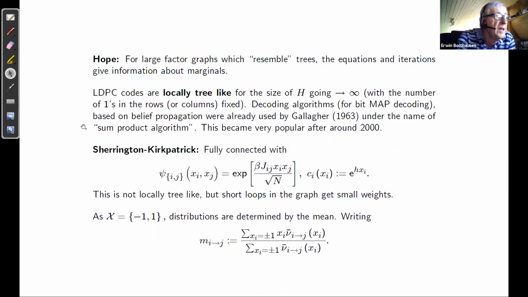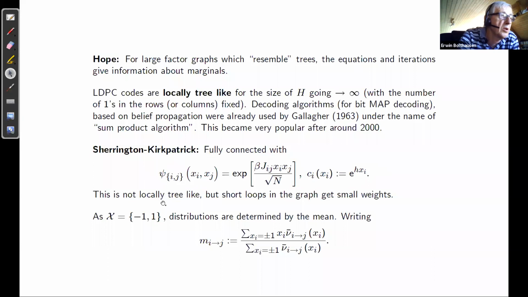Now I come to the Sherrington-Kirkpatrick model, because that's actually the topic where I had written a paper. You see, the Sherrington-Kirkpatrick model is fully connected, so evidently it's not a tree. Every variable node is connected with every other variable node, and this function is just given by that. And then, as explained before, you also have a function acting on the individual components here.